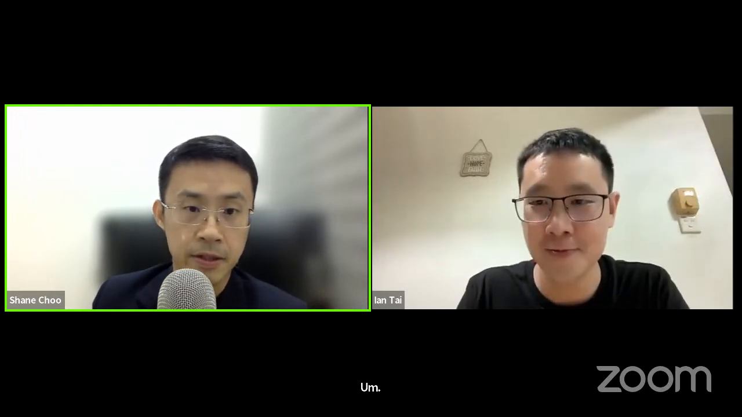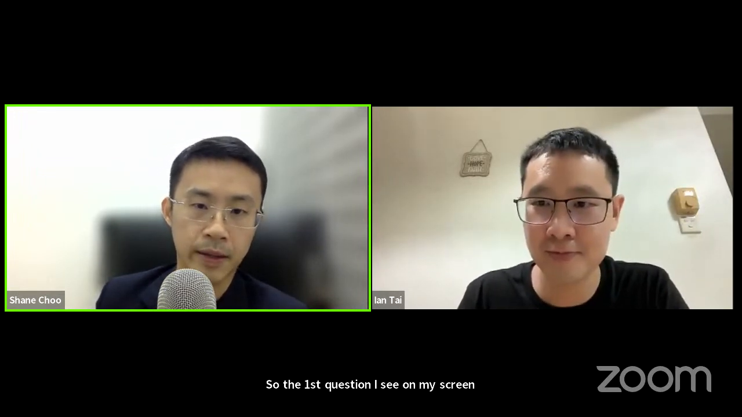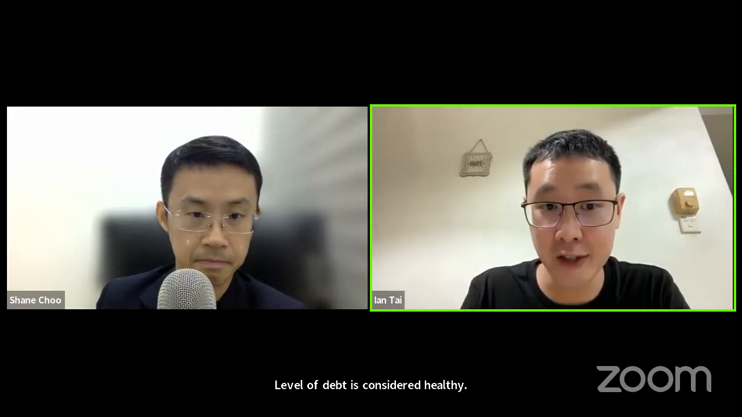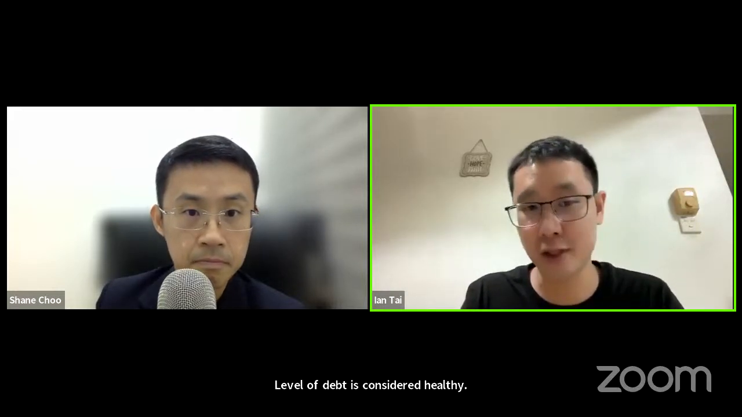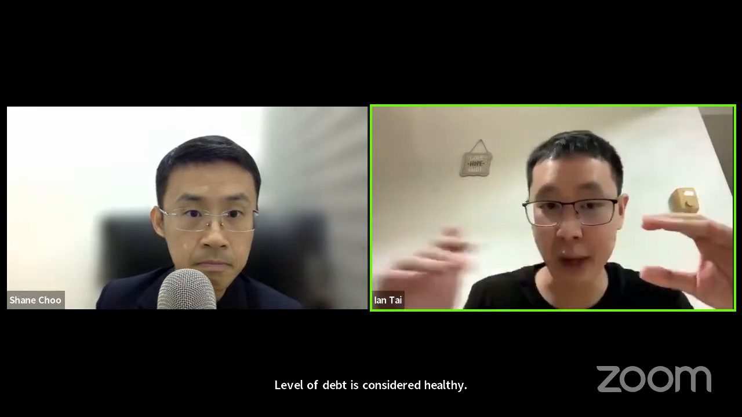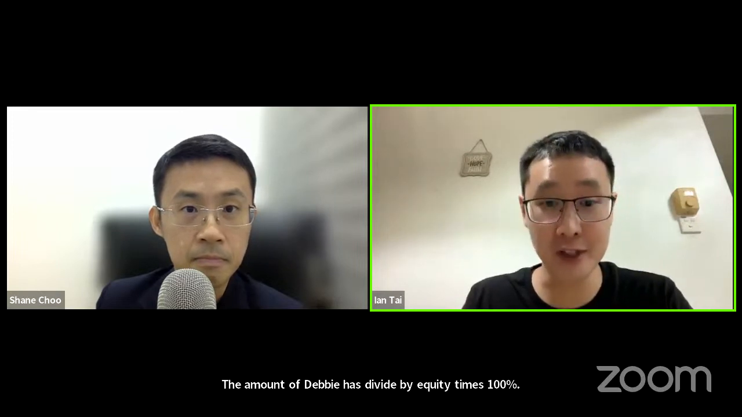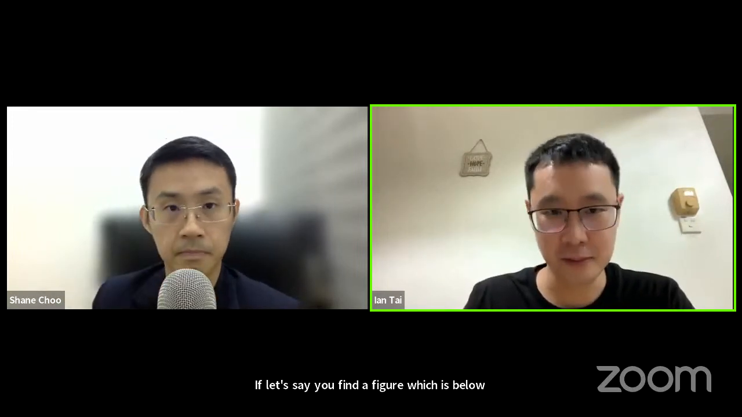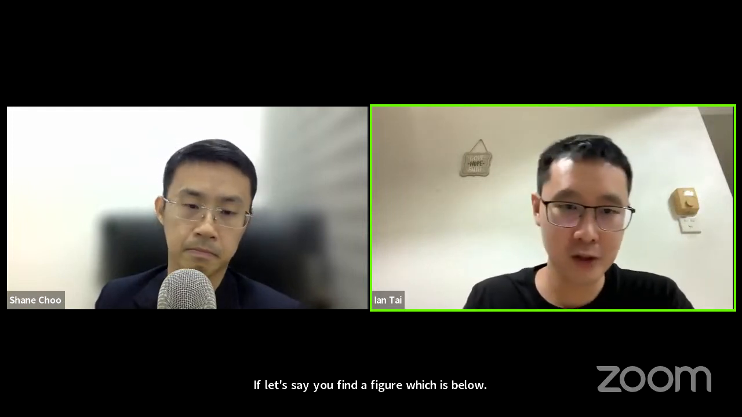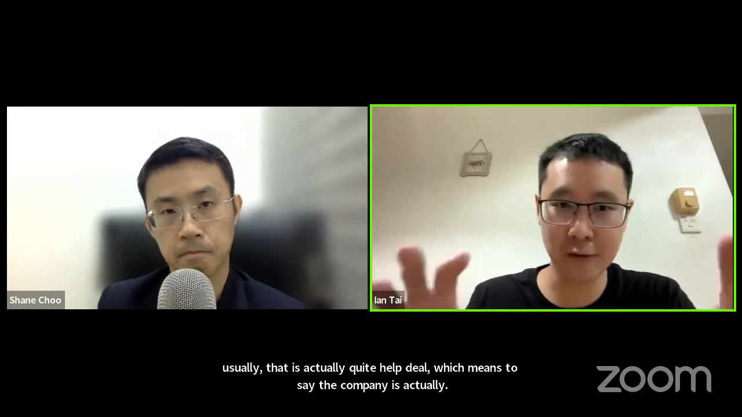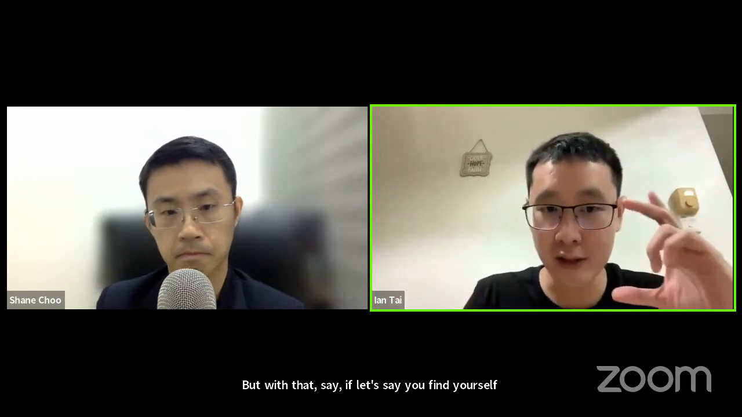So the first question I see on my screen is, what is considered good debt and what level of debt is considered healthy? Okay. So the thing is that you can calculate its gearing ratio. Gearing ratio means you take the amount of debt it has, divide by equity, times 100%. So if you find a figure which is below 50, let's say at 20%, usually that is quite healthy lah, which means the company is very low in debt.